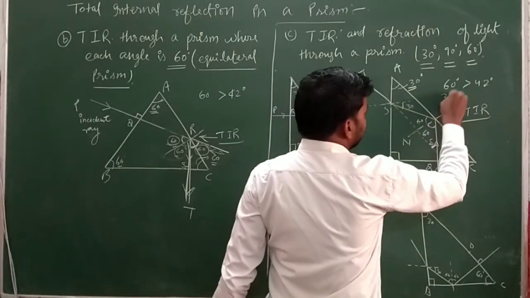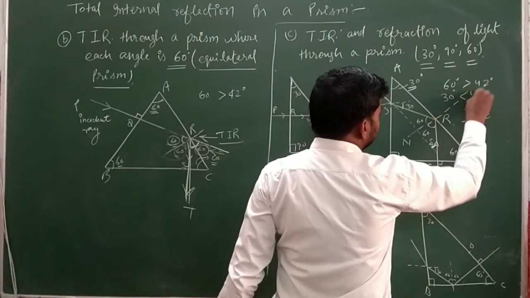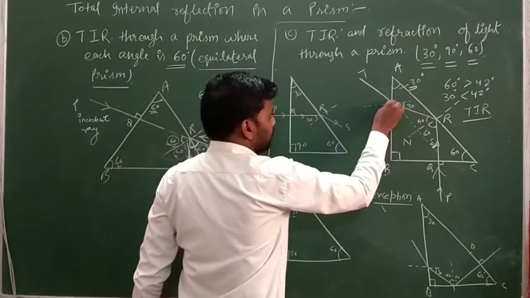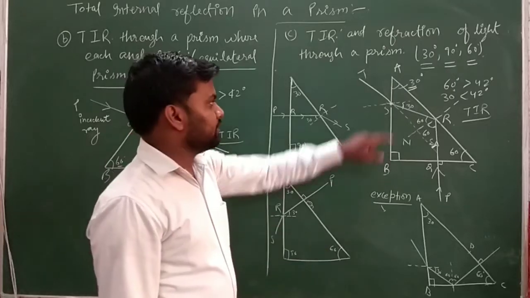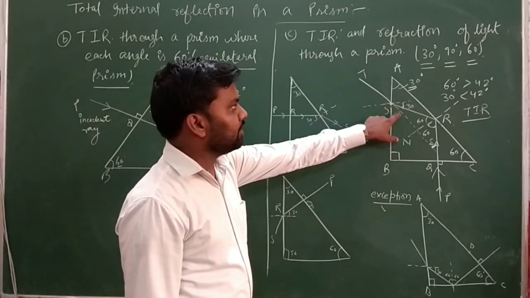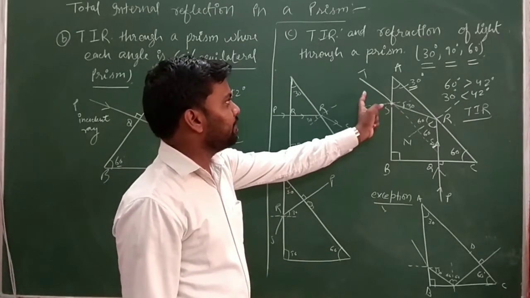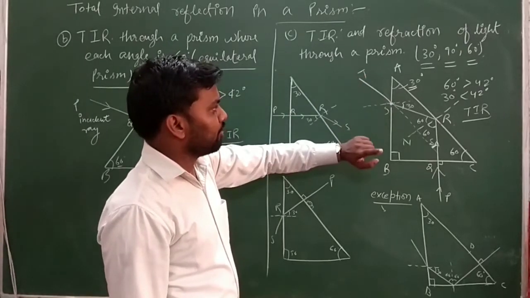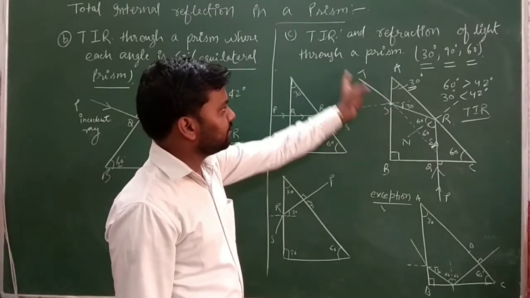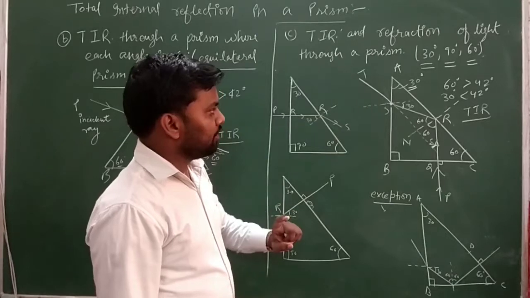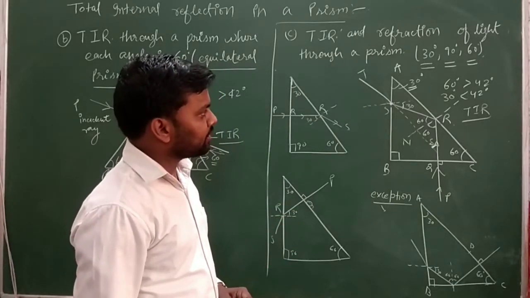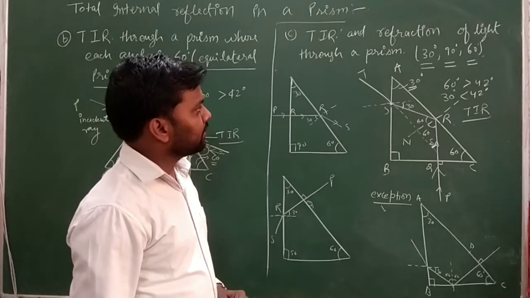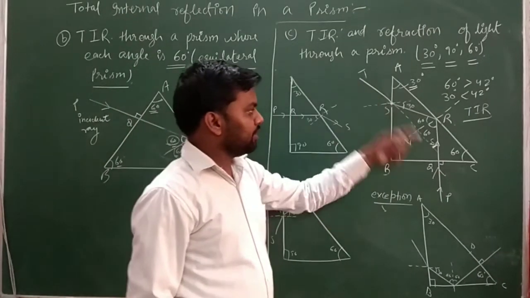And the 30 degree angle is lesser than the 42 degree angle. So it will not show total internal reflection here. It will show only refraction, and the light ray will bend away from the normal, and we will get the light ray in this part, that is ST. Now we need to see how much angle it will travel while traveling through the prism.